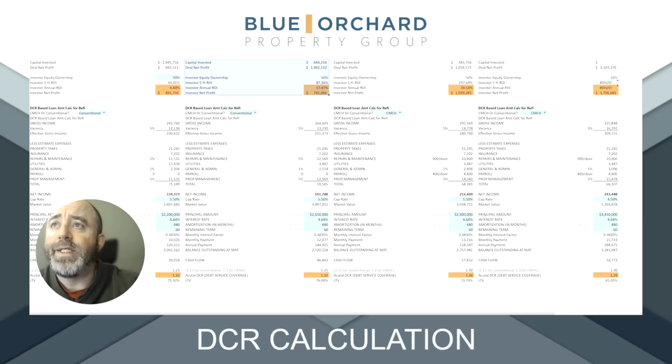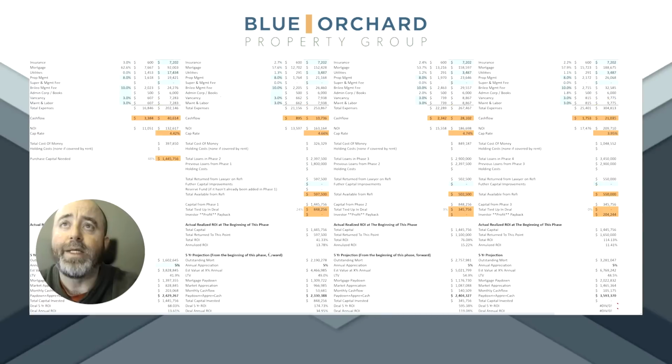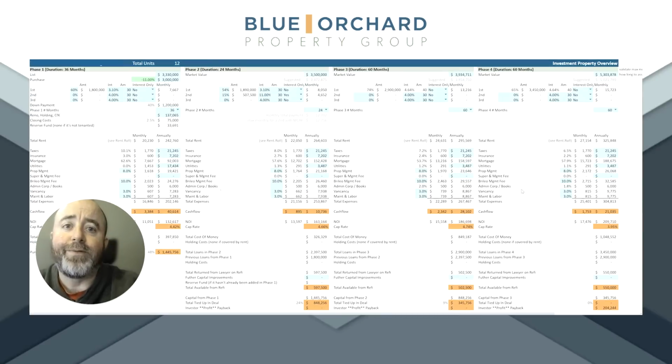And then we have a DCR calculation down here as well, so that we can see exactly, because if and when we refi, we want to be able to look at it ideally first from a DCR standpoint, because that's where the lenders are really looking at it. And secondly, from an LTV, but we heavily weight the DCR because that's really what it's going to be based on. And we can do that for each of the 4 phases.